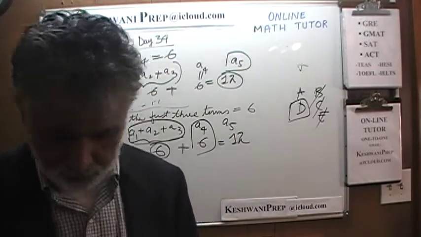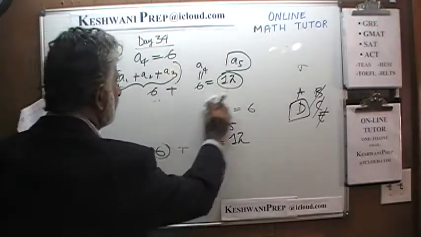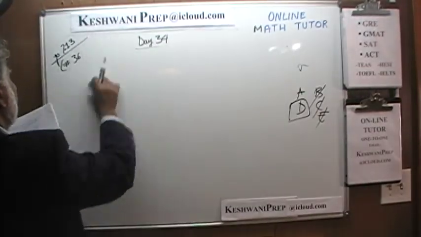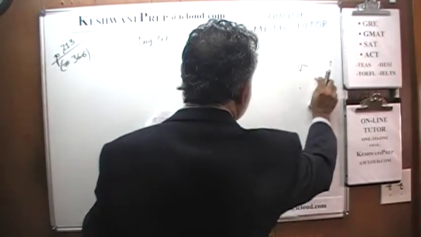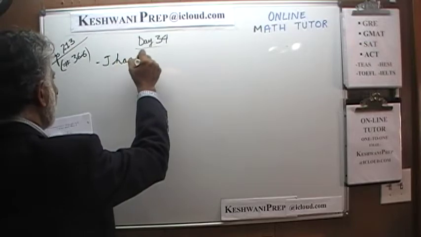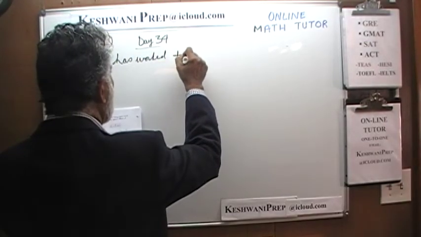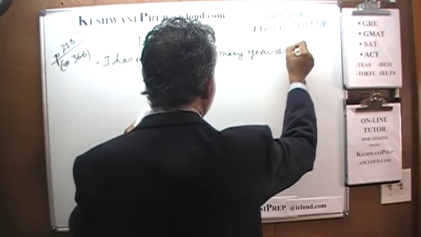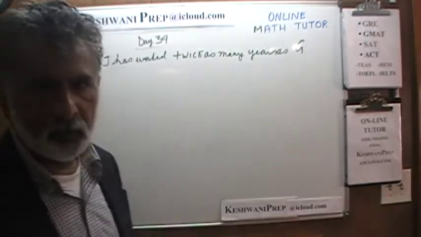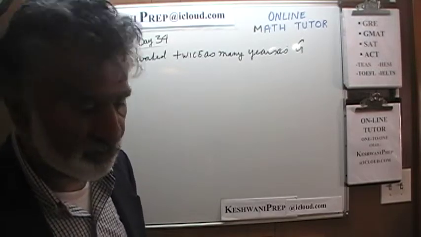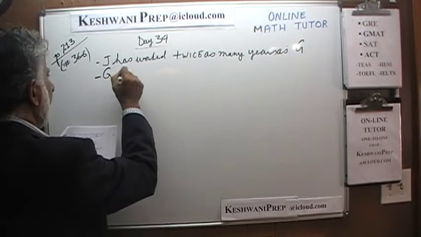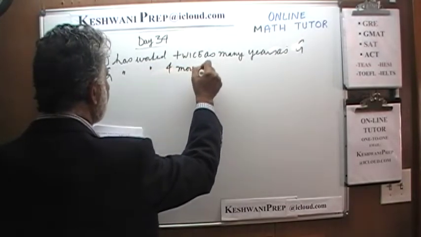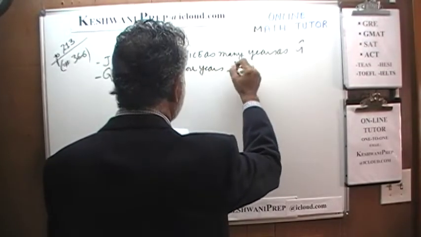Let's look at 366, the very last one on that page. It says J has worked twice as many years as G. We are working in a firm, and we are told that this Mr. J has been there twice as long as Mr. G has. We are further told that G has worked 4 more years than S. There you go.